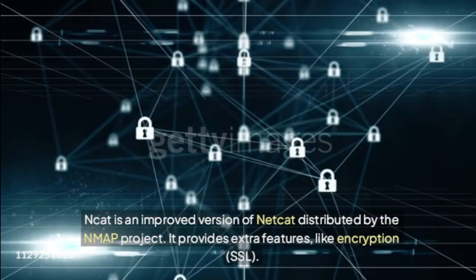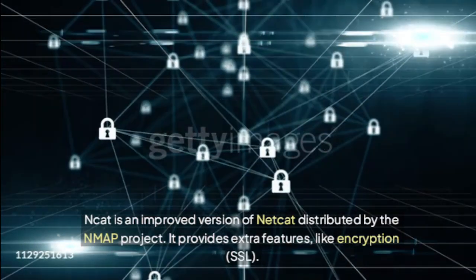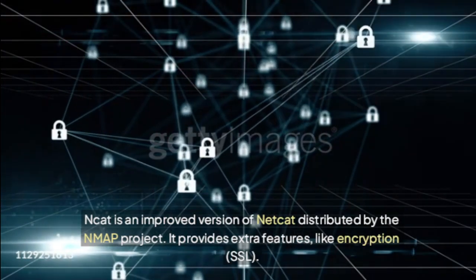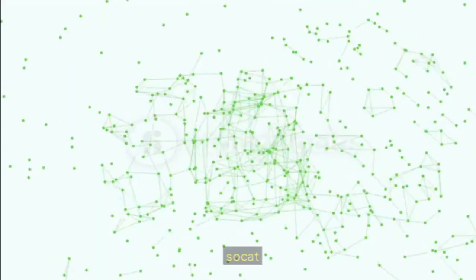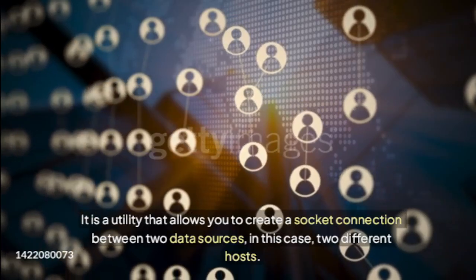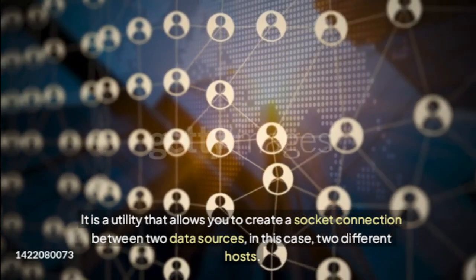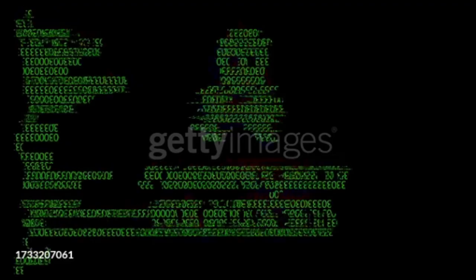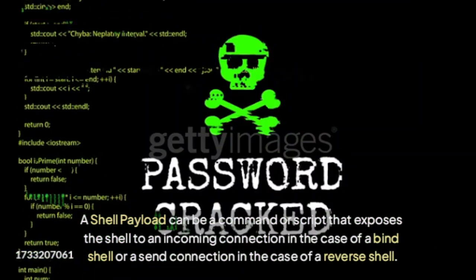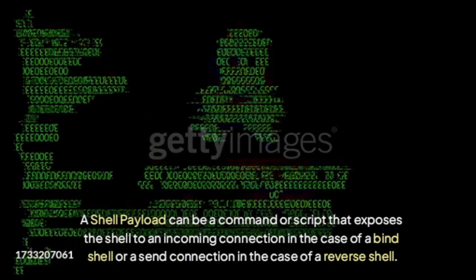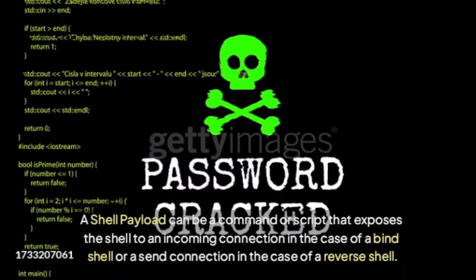Ncat. Ncat is an improved version of netcat distributed by the Nmap project. It provides extra features, like encryption, SSL. Socat is a utility that allows you to create a socket connection between two data sources, in this case, two different hosts. Shell payloads. A shell payload can be a command or script that exposes the shell to an incoming connection in the case of a bind shell or a send connection in the case of a reverse shell.